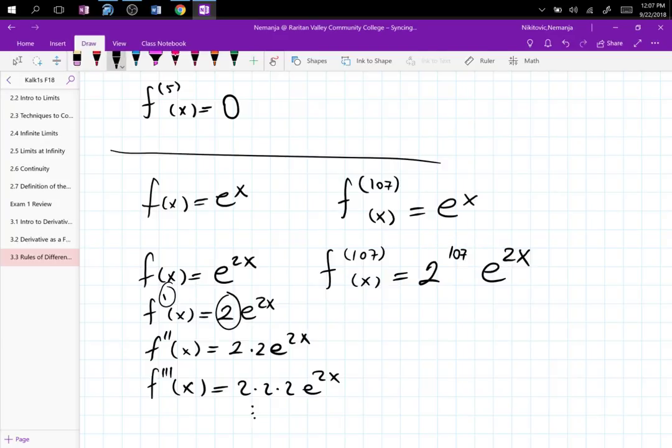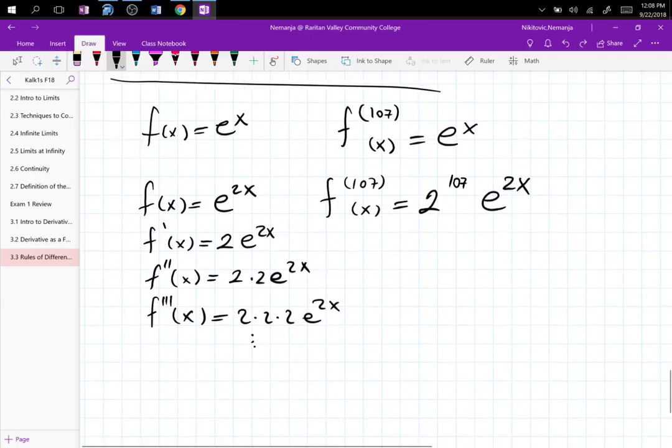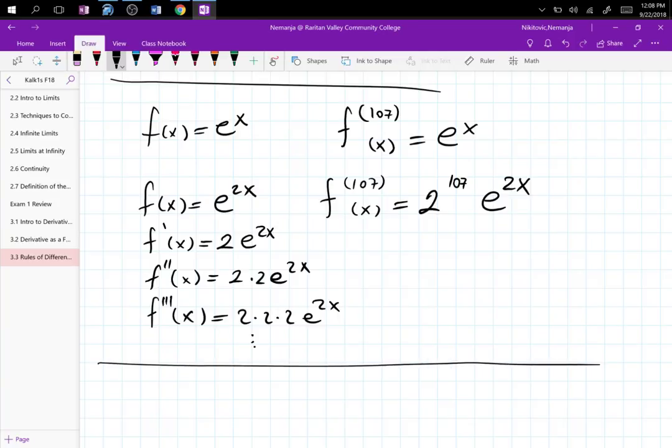First derivative, 1 2. Second derivative, 2 2's. Third derivative, 3 2's. 107 derivatives, 107 2's on a pile as the exponential. So 2 to the 107 times e to the 2x. So there are no shortcuts here, unfortunately. If I need the fifth derivative, you have to compute first and second and third and fourth, and then you get to the fifth.